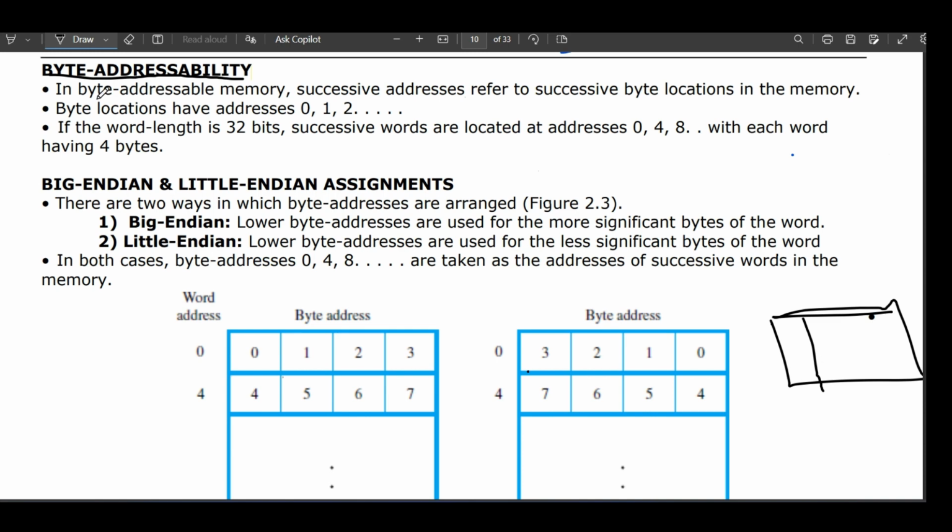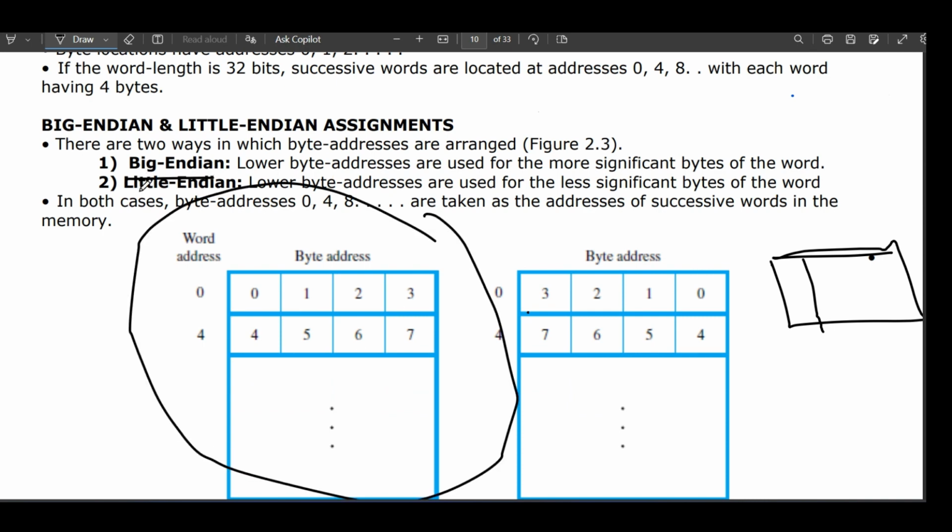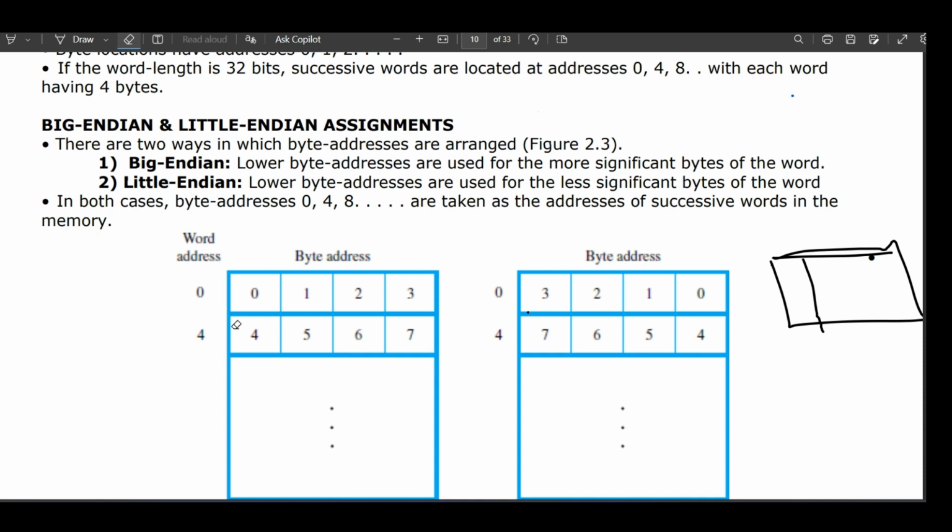Here, they have given that in byte addressable memory, successive addresses refer to successive byte locations. Please look at this image that I've given here. Don't be bothered about what is little endian and big endian; I will be explaining that shortly. Please concentrate on this diagram so that it will be easy for you to understand. Here, they have given byte addresses. So what they're telling is that successive addresses refer to successive byte locations.